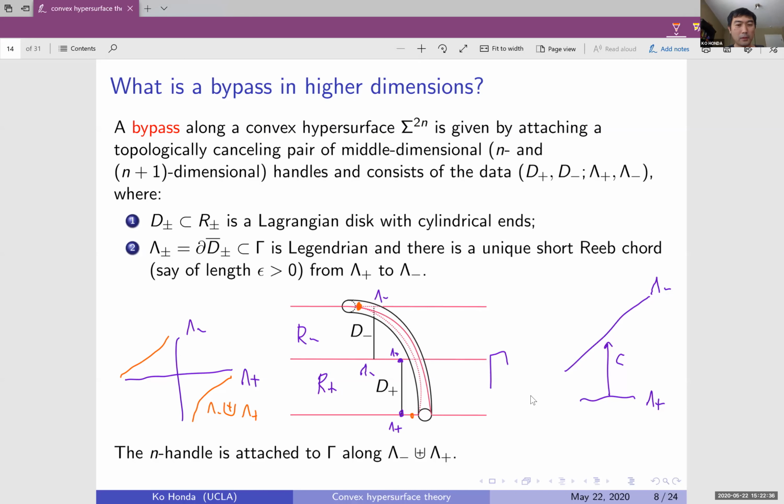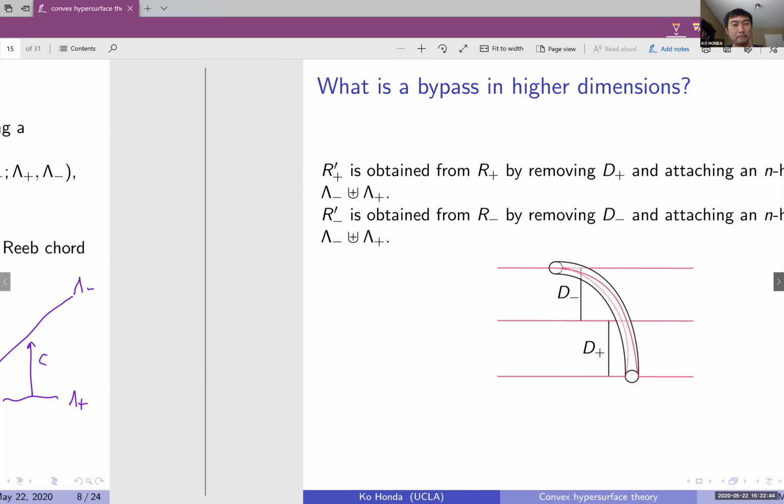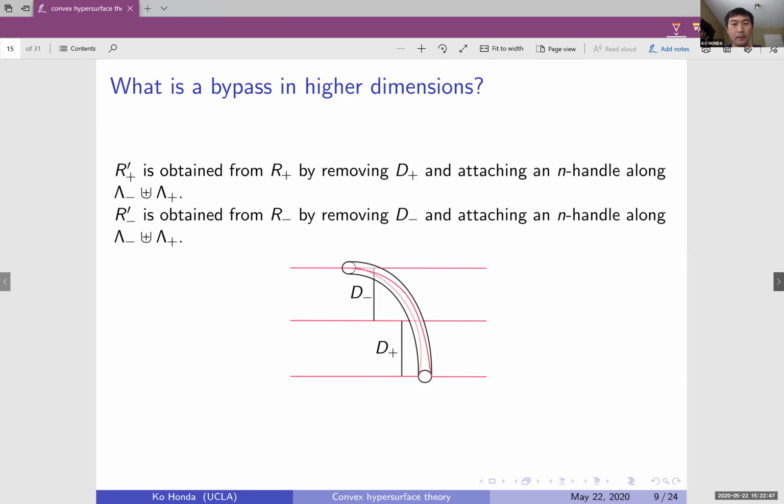Along these two orange things. And then once you attach the N handle, there's an N plus one handle that you attach. I guess, sort of schematically, if you attach the N handle, there's another thing that's sort of waiting, which looks like that, right? And you attach your next handle there. Okay.